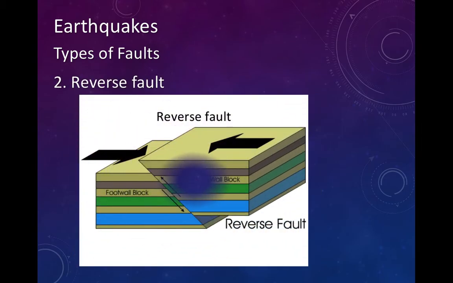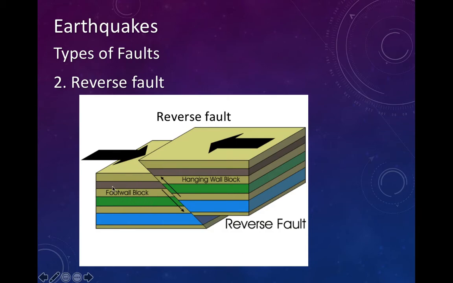Okay, the next type of fault is reverse fault. And as you'd expect, it is just the opposite of a normal fault. Now this one is caused by compression. As this block here gets pushed into this block right here, a crack will develop, and then this block gets pushed up over the top of the other one.